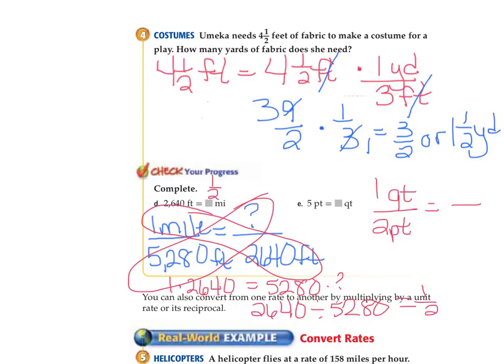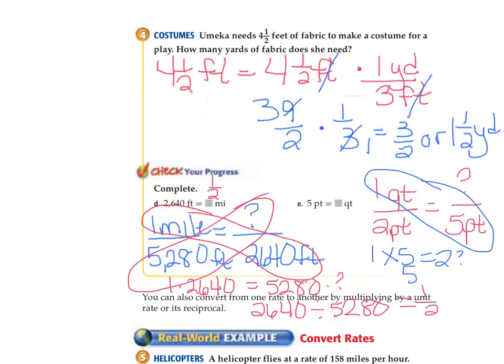Let's set up our equivalent ratio. We know the pints, so 5 pints, and we don't know the quarts here. So what we can do is cross multiply. 1 times 5 equals 2 times question mark.